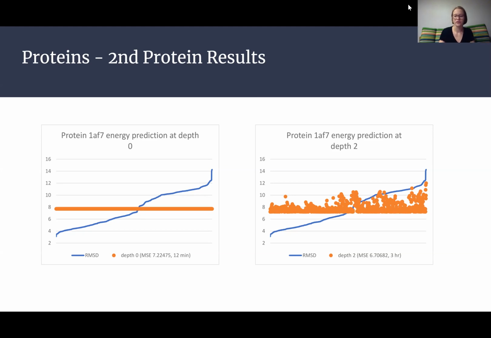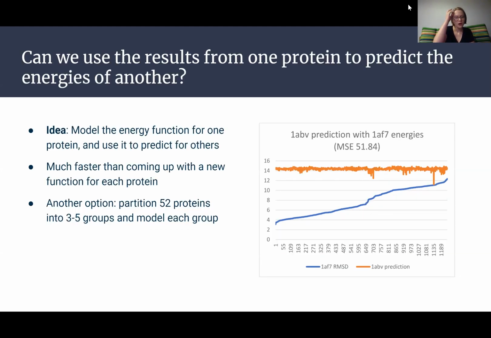but we did do a final experiment with the proteins data sets. We wanted to know if we could use the function we predicted from one protein to model the energies of another protein. The graph we have here in orange is the prediction we created for the 1ABV, the first protein, and we have the energy of the second protein. And you can see they're kind of nowhere near each other. So this didn't really pan out.